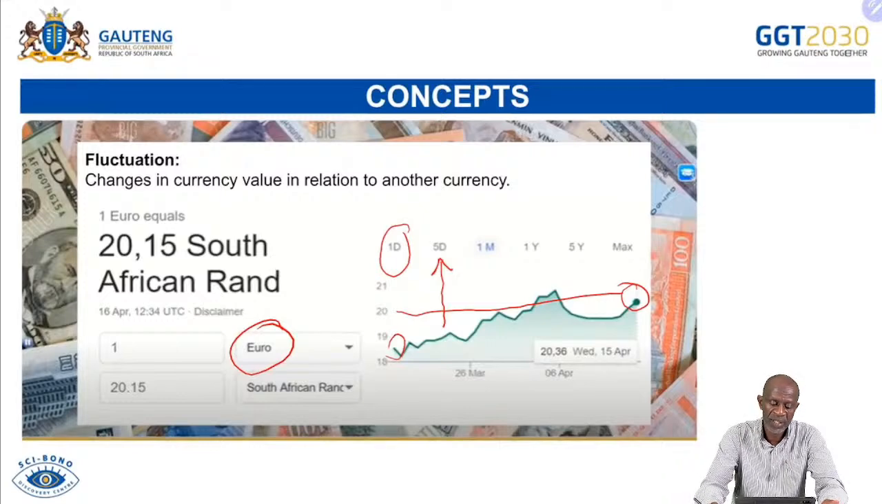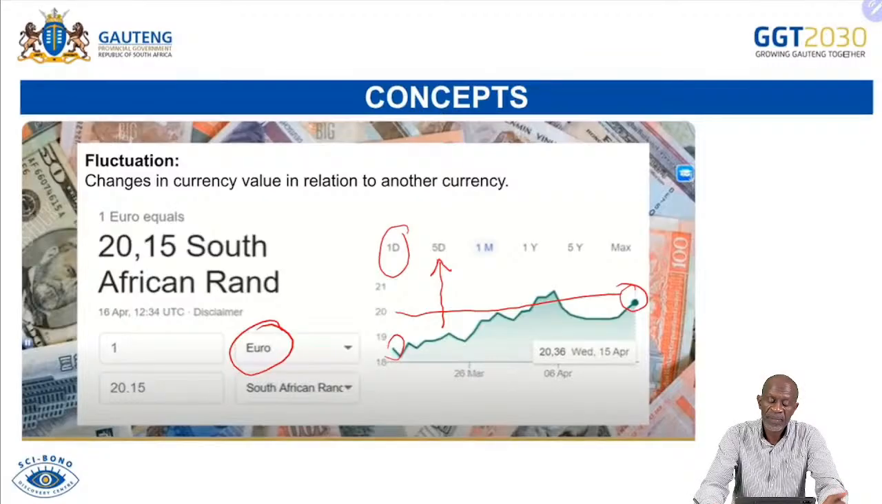So let us continue. And I've been explaining the concept of fluctuation, where we say at certain given time, the rate or the exchange rate will be higher, or the currency will perform at its highest, and certain time it will fall. So it will either rise or fall depending on the variables of the economy.